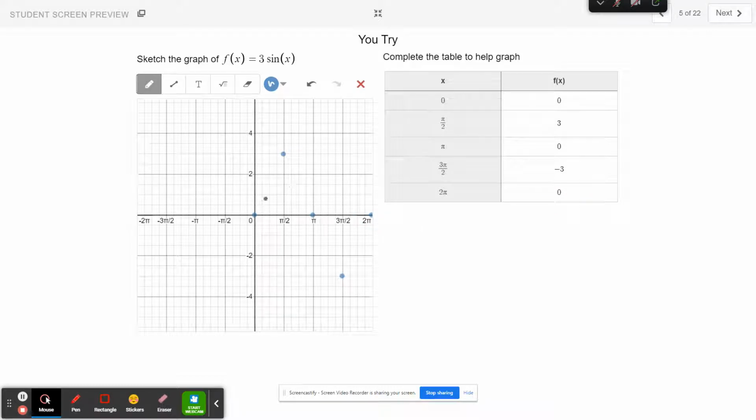Now I could come over here and make my table for these negatives, but we know this is periodic. So it's going to be down here at pi halves, negative 3, 0, positive 3, and back at 0. So my graph, if I try to do my best to connect these with my mouse, should be this periodic function with an amplitude of 3.